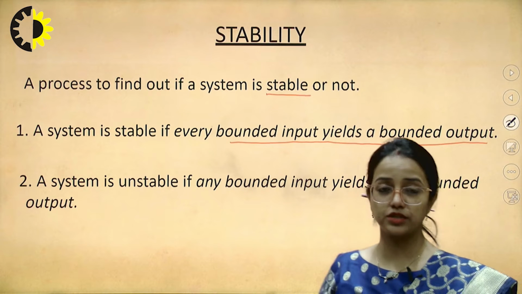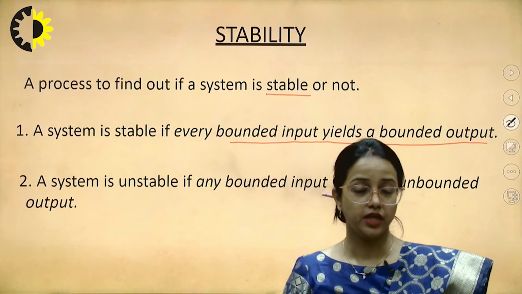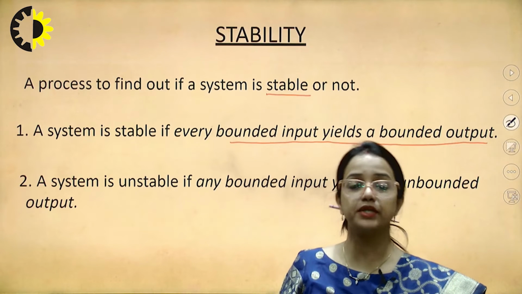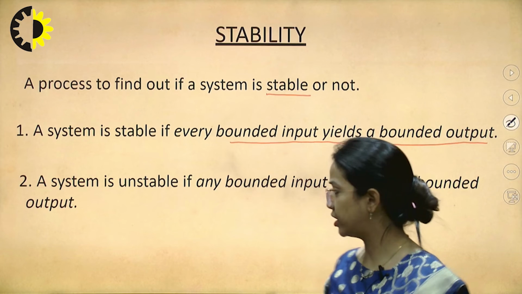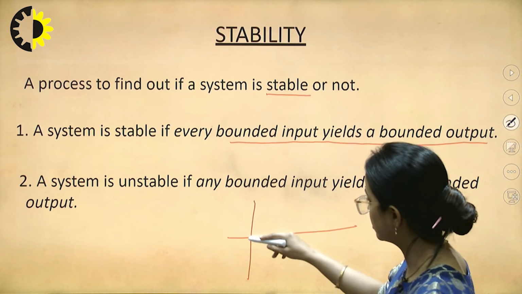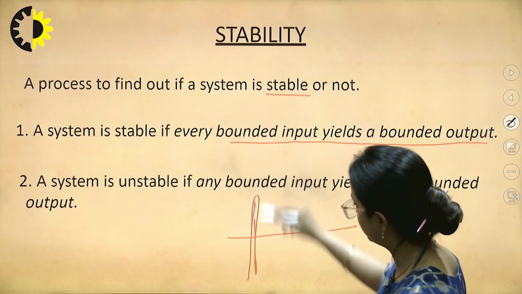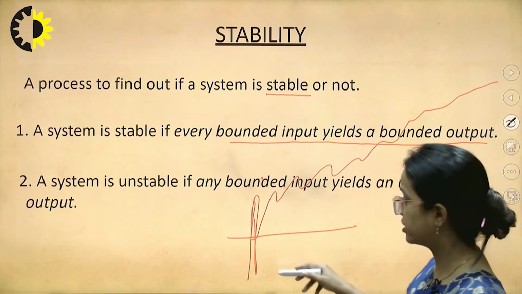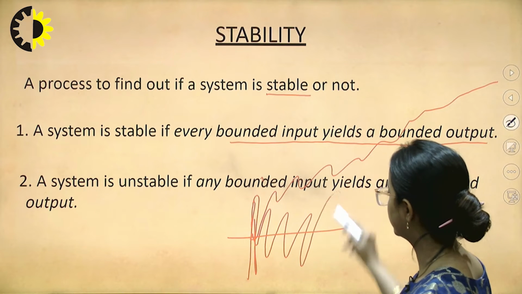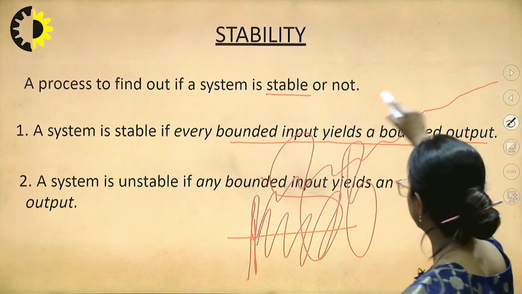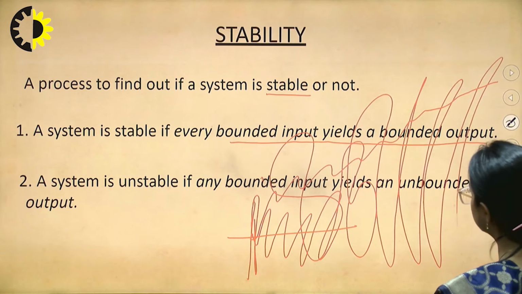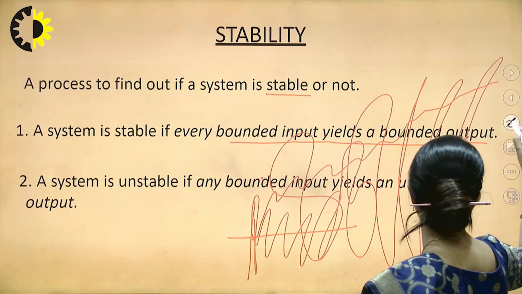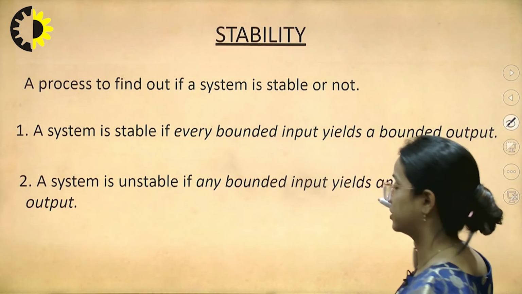Imagine a case when we are giving a bounded input. If for that bounded input we have a bounded output, that is a predictable output. An unbounded output is one where there is no specific pattern; the output is moving ahead to infinity, like some random signal, and this random behavior cannot be measured, so it is unbounded. Everything like that is called unbounded.